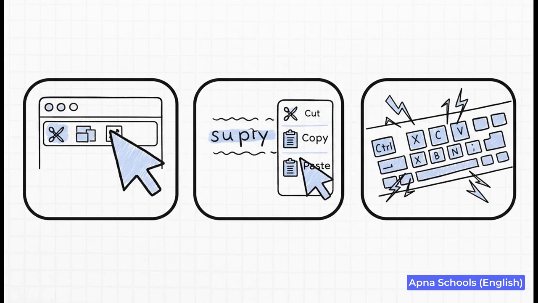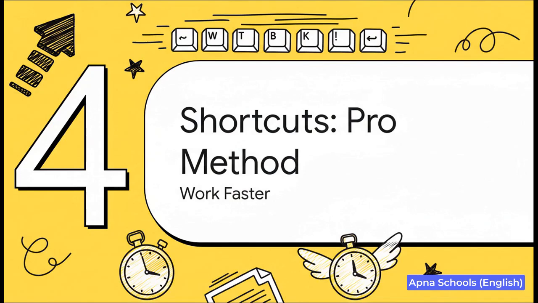So how do you actually do all this stuff? Well, you've got 3 main options. You can use the big buttons for cut, copy, and paste up on the ribbon at the top of Word, or you can select your text and right-click your mouse to get that little pop-up menu. Or you can use the method that I think is the best and fastest way: keyboard shortcuts. And yeah, speaking of shortcuts, if you really want to work like a pro and just fly through your documents, this is the method you're going to want to learn. It might feel a little weird at first, but trust me, once you get it, you'll never go back.